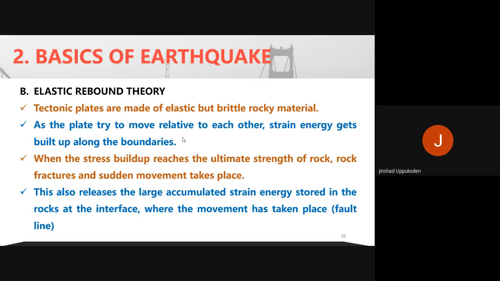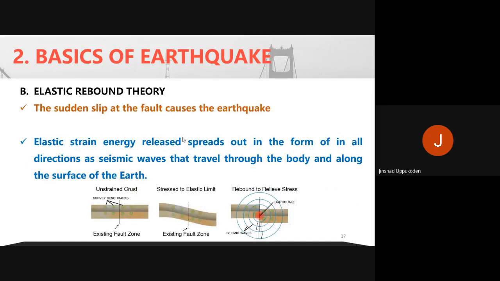Okay, so what happens is that when two tectonic plates move, either at a convergent boundary or at a transform boundary, they cannot move very easily because they are striking against each other. Okay, so I'll show you a figure to help you better understand it. This is an example of a fault zone.